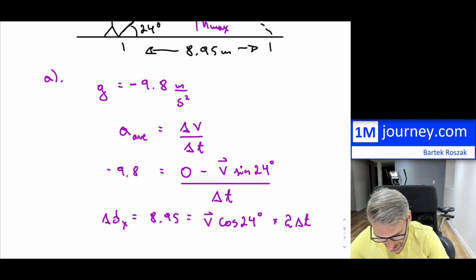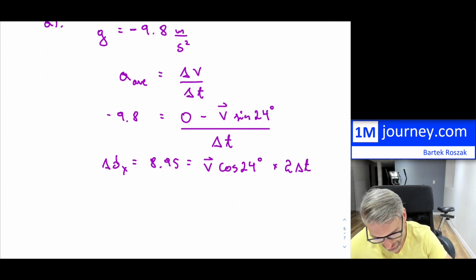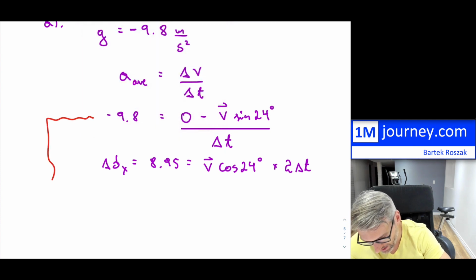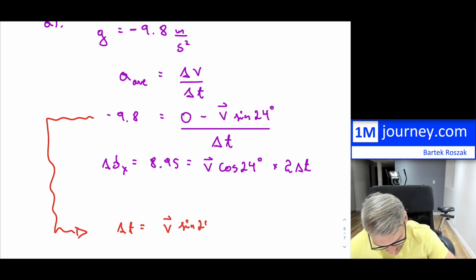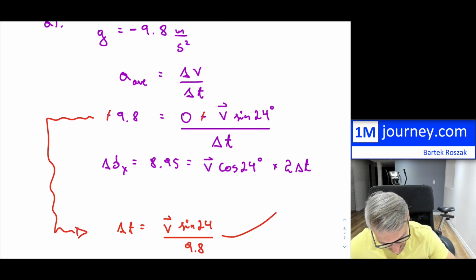So what I'm going to do now, and this is a hard question for anyone who's kind of starting these things, is I'm going to take this and isolate for delta t. So my delta t is equal to v sine 24 divided by 9.8. The two negatives will cancel, so that negative and that negative will cancel. Now, once I have this, I can substitute it back into here.